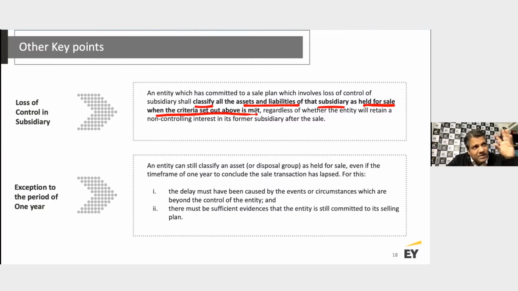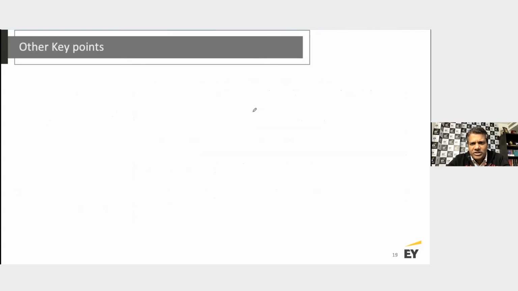And now if you classify the disposal group as held for sale, what do you need to do? Measurement guidance is the lower of carrying amount or fair value less cost to sell. And of course we'll pick it up with a lot of examples and a lot more deliberation on the principle, and the depreciation also will stop. You will cease to provide depreciation from the date you classify that as the asset group which is held for sale.